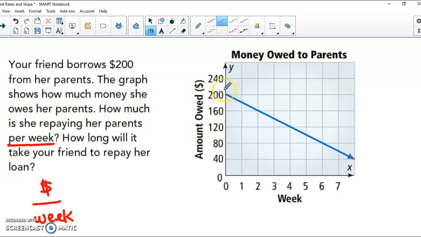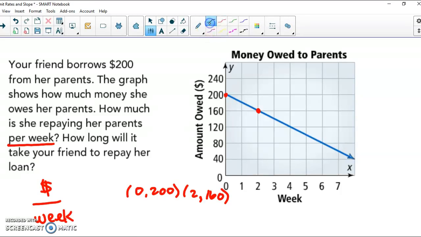So you can see here that we started with $200, but that's steadily decreasing because we're paying that money back to our parents. So if I am looking for how much I'm repaying per week, then I need to know the slope of this line. So I can use 2 points on my line that I know exact locations for. So my first point, I go over 0 and up 200. And my second point, I go over 2 and up 160.